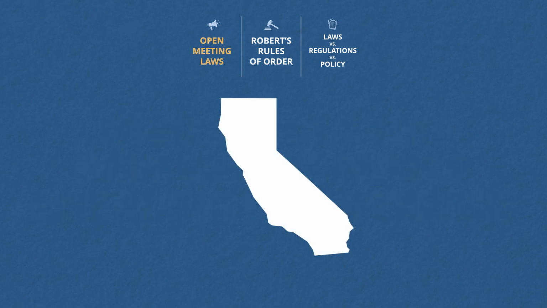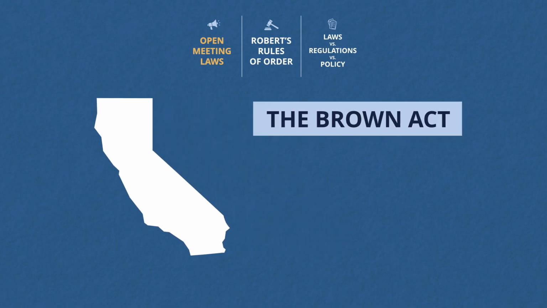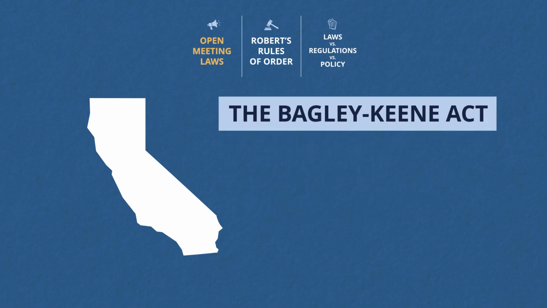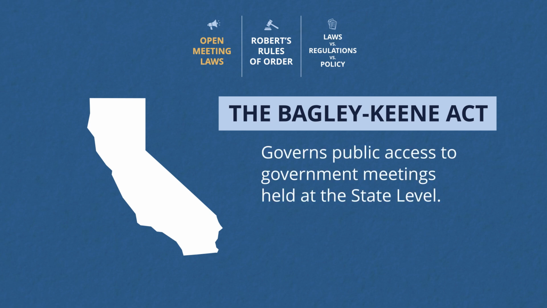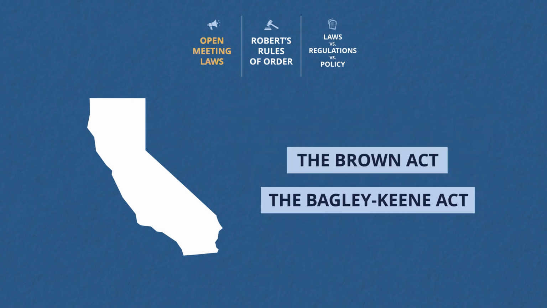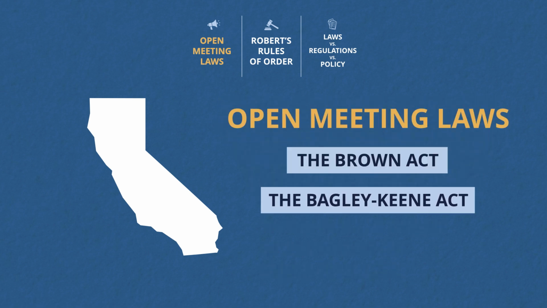In California, 2 specific laws ensure that the public has the right to access meetings held by many government bodies. The Brown Act governs public access to local government meetings like city councils and school boards. But our focus today will be on the Bagley-Keene Act, which governs the public's access to government meetings held at the state level. For example, the state ICC is a state government body and is subject to the rules of the Bagley-Keene Act. Together, the Brown Act and the Bagley-Keene Act are known as open meeting laws.